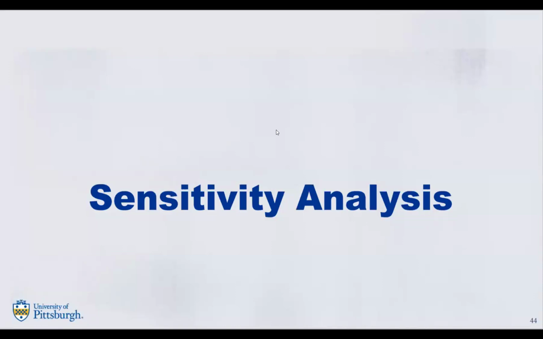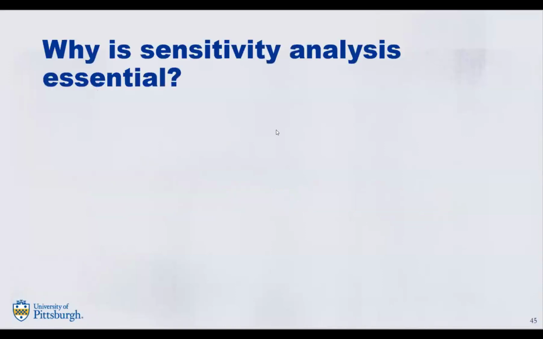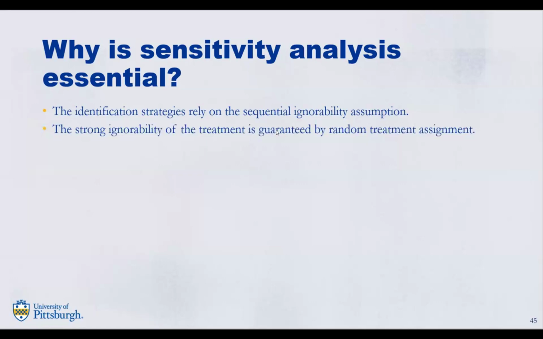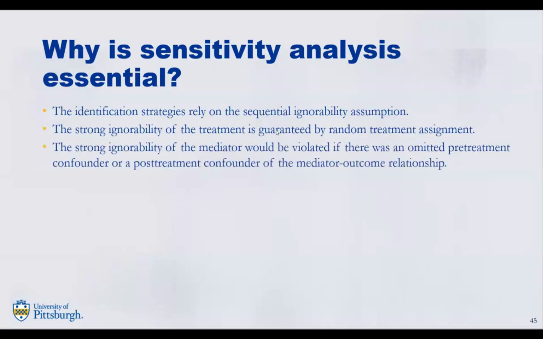So this is another very important section. I want to begin this section with the motivation. Why is sensitivity analysis essential? As we emphasized earlier, the identification strategies rely on the sequential ignorability assumption. The strong ignorability of the treatment is guaranteed by random treatment assignment. The strong ignorability of the mediator would be violated if there was an omitted pre-treatment confounder or a post-treatment confounder of the mediator-outcome relationship.